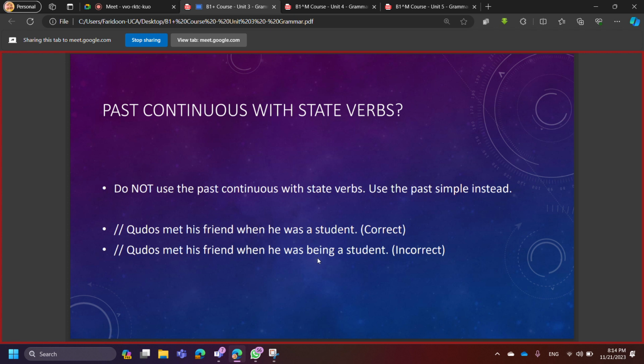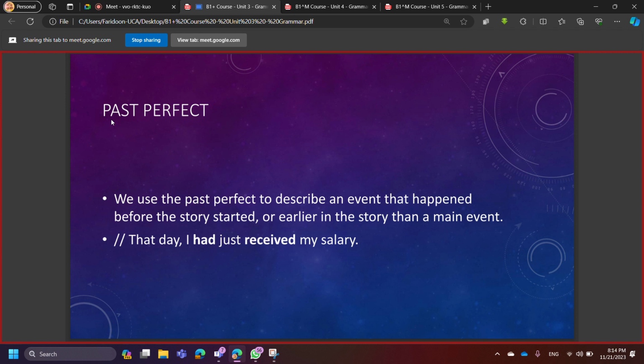I mean, of course, it has its own use case, this sentence especially, he was being a student, but this is not going to be correct in everyday conversations, okay? So in here, it's just a state verb, and with state verbs, it's much, much better to just use the past simple instead. Okay. So the other tense, or the last tense in this case, is the past perfect.